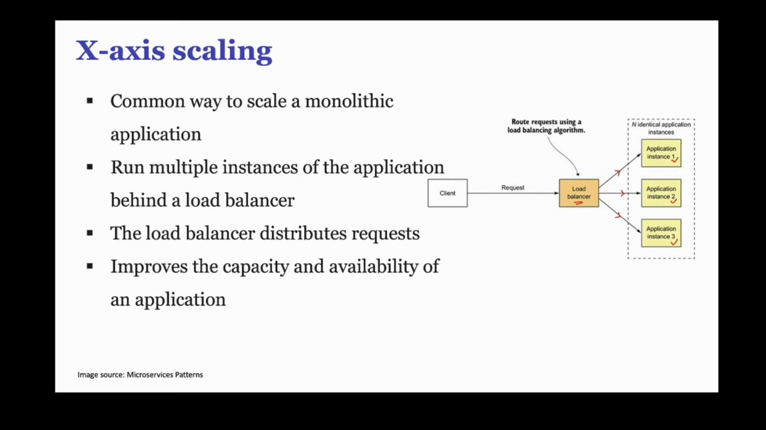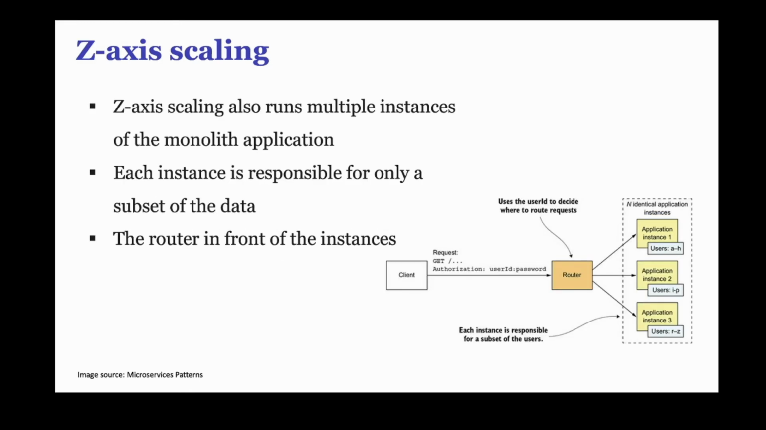If one replica is down, still my application would be up and running for the customer. Same way, if we look at the z-axis scaling, I may be running multiple instances of the application, but each instance would be just responsible for some subset of the data.